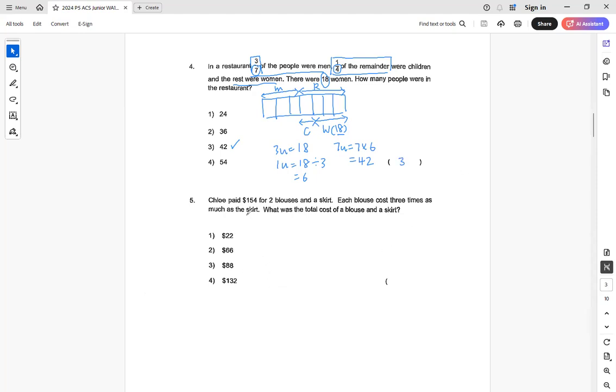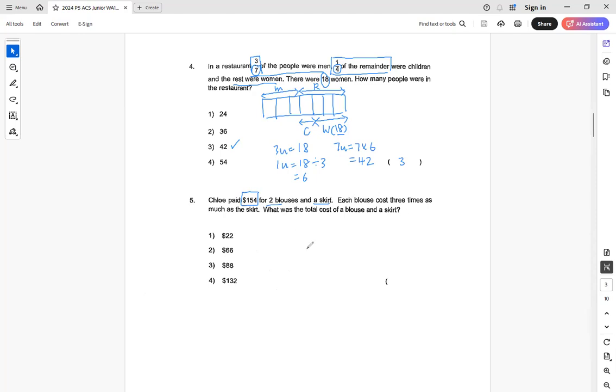Question 5. Chloe paid $154 for 2 blouses and a skirt. Each blouse cost 3 times as much as the skirt. What was the total cost of a blouse and a skirt? So for this one, they tell us the total for 2 blouses and 1 skirt. Then they also give us the comparison between each blouse and the skirt.